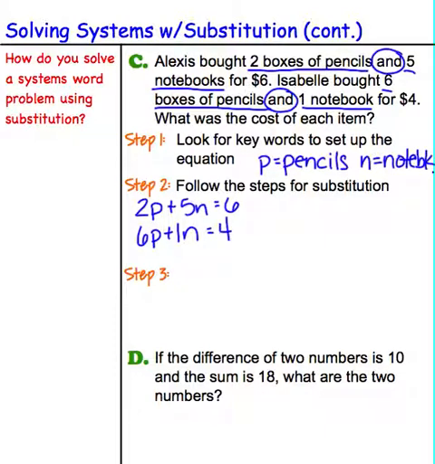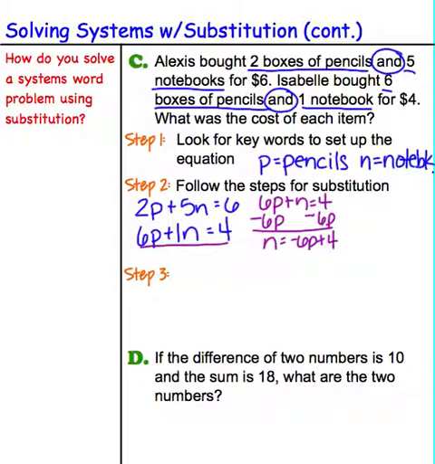Now remember, we don't need that 1 in there, but I put it in so you can see how literal the translation is. I'm going to start with this equation since the N is by itself. So 6P plus N equal to 4. Subtract 6P from both sides. Means my equation is going to be N is equal to negative 6P plus 4.